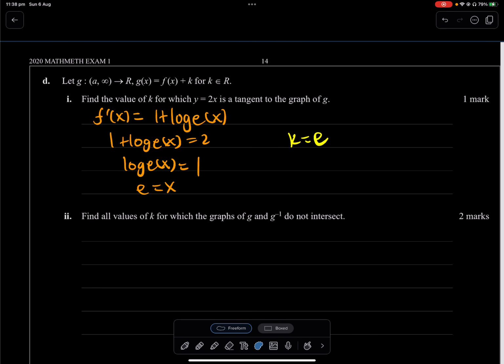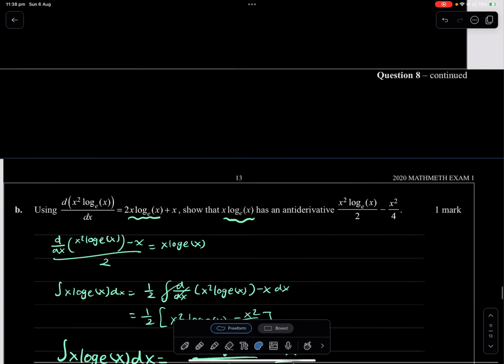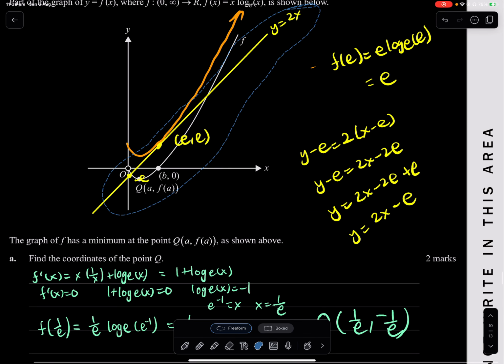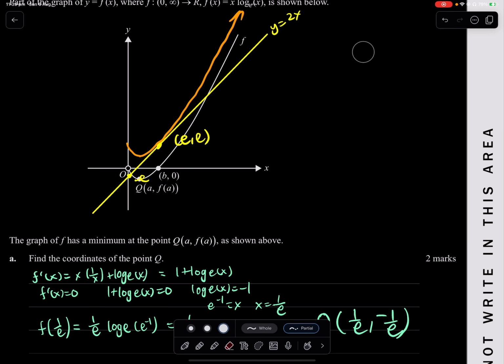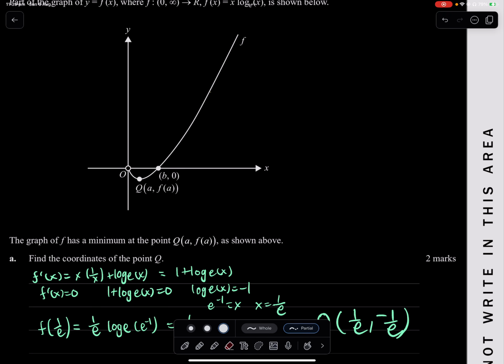Last question. Find all values of k for which the graph of g and the inverse do not intersect. Okay, what is this? So we want them to not intersect, the graph of g and the inverse. So let's say this is the graph of f, and it's nicely like this.